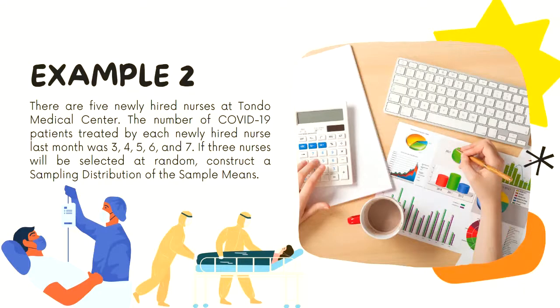There are 5 newly hired nurses at Tondo Medical Center. The number of COVID-19 patients treated by each newly hired nurse last month was 3, 4, 5, 6, and 7. If 3 nurses will be selected at random, construct a sampling distribution of the sample means. You can pause the video in each step and play it again when you think you're done.